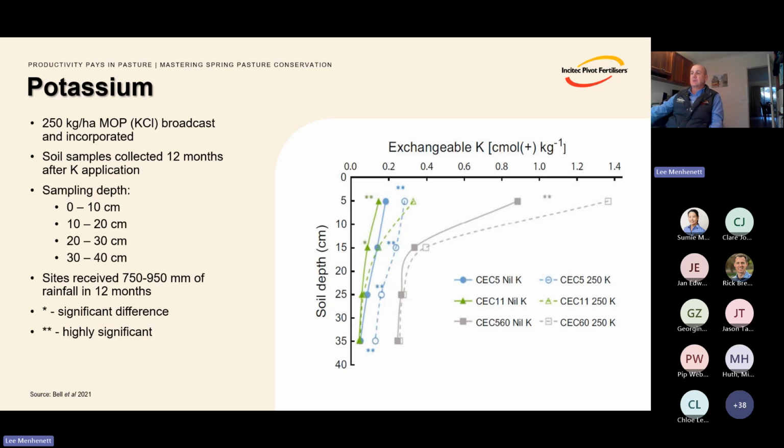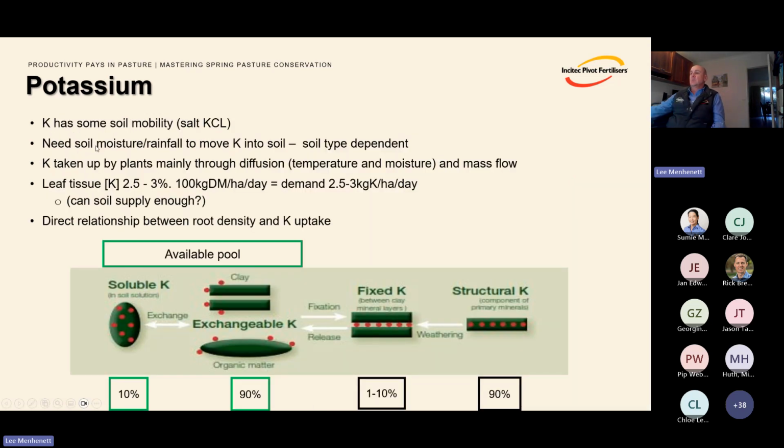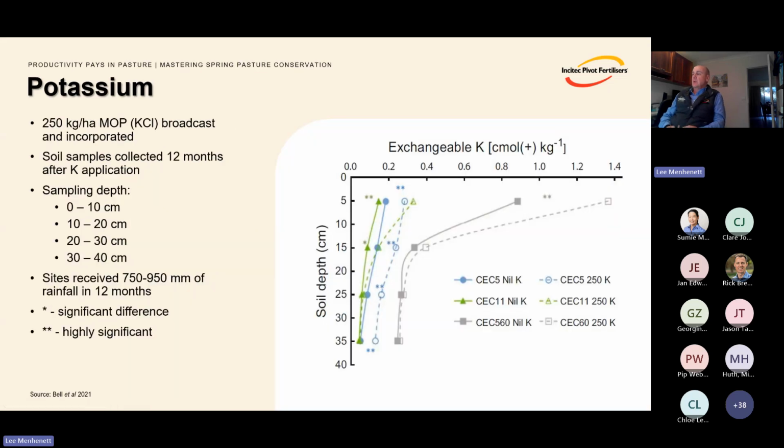So when we look at K applications in the system, say, broadcast application of muriate of potash, there are a number of things that the K supply to the system depends on. This looks at soil texture, so soil type. This is 250 kilos of muriate of potash broadcast and incorporated, in a 12-month period. We're looking at depths going down the y-axis, and on the x-axis increasing exchangeable potassium levels. And this site received 750 to 950 mil of rain over a 12-month period.